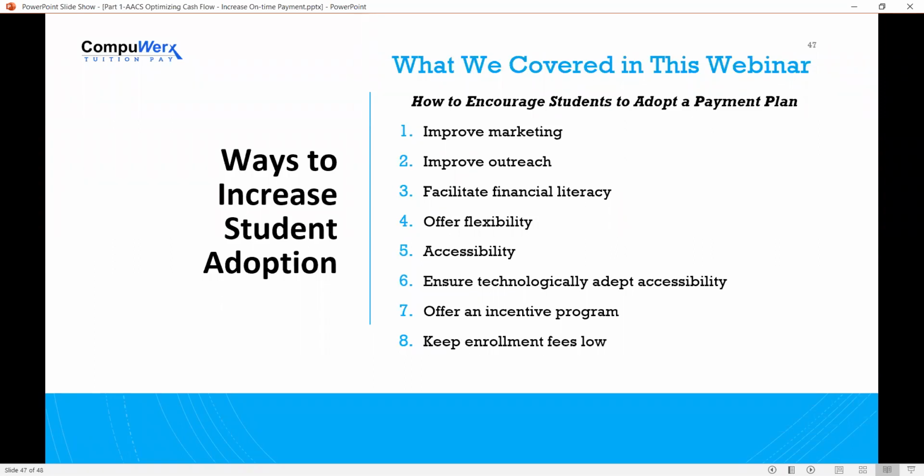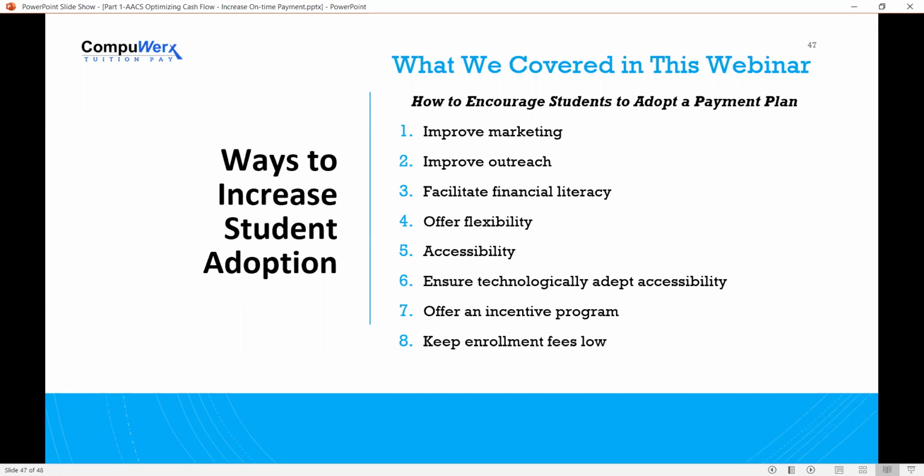How to encourage your student to adopt a payment plan? First, improve the marketing, right? So you want to post out, let everybody know your school offers payment plan, various payment plans to meet your student needs. Improve outreach. Facilitate financial literacy. Educate your student.